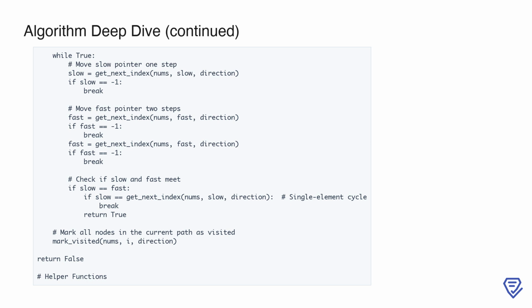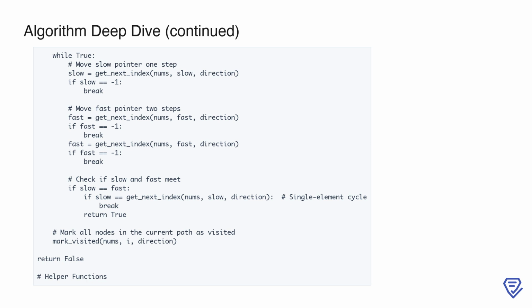To implement the solution, we start by iterating through each index of the array. If the current element is 0, we skip it since it has already been visited. For the traversal, we first move the slow pointer one step using a helper function called get_next_index. If the resulting index is -1, it means the traversal has reached an invalid state, so we exit the loop.